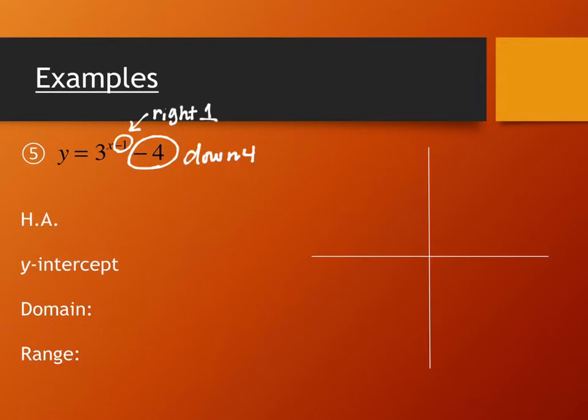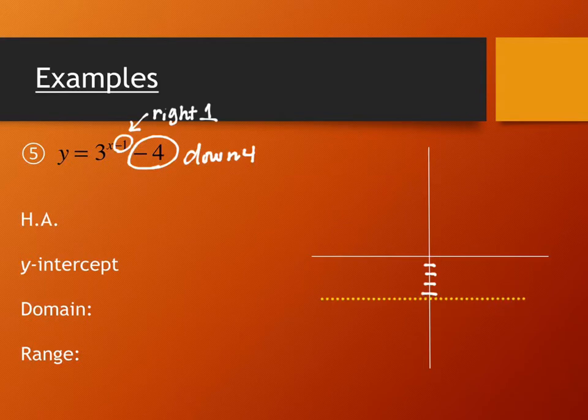Okay, so we're expecting to move this right 1 and down 4, correct? Let's start with the down 4, because moving it down 4 means I move that asymptote down 4 as well, right? It's often easier to actually plot the asymptote as a reference point because we know what's going to happen nearby it. So here's down 4, and here's my asymptote now.